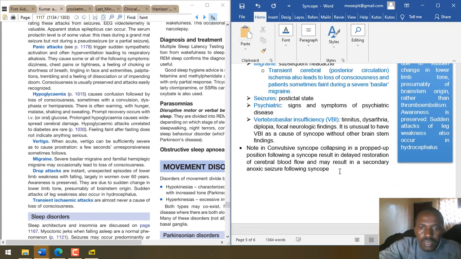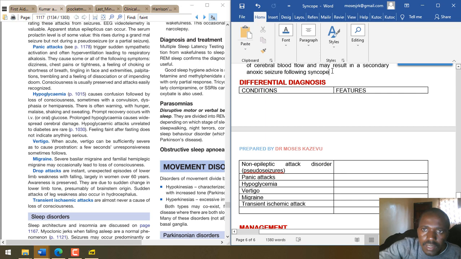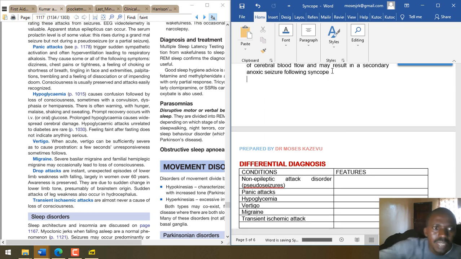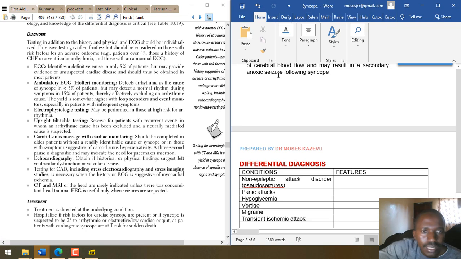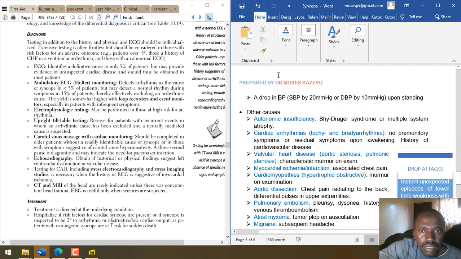Okay. Remember when we had finished the investigations, we're still supposed to actually have a look at this. So let's get back to this actually. You see how my studying is just so haphazard sometimes. So it detects arrhythmias caused by syncope in less than 5%. That's an ambulatory. Let's get back to ambulatory. Where are the investigations?